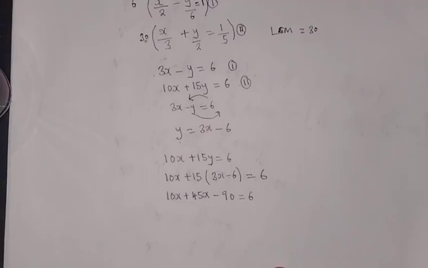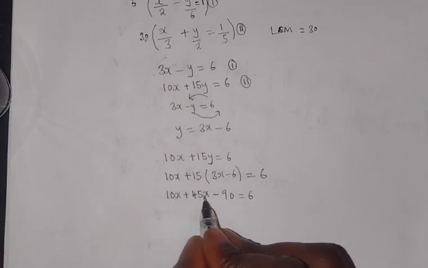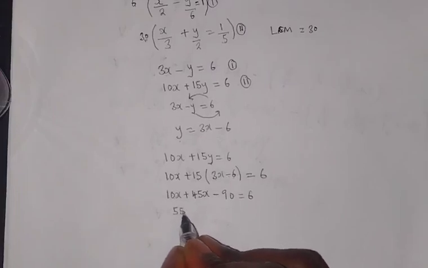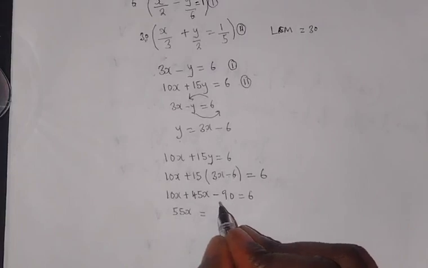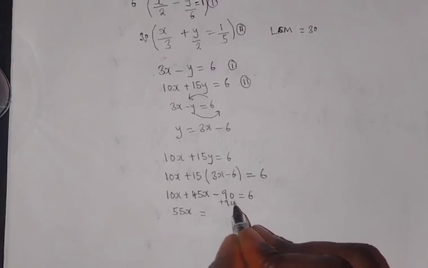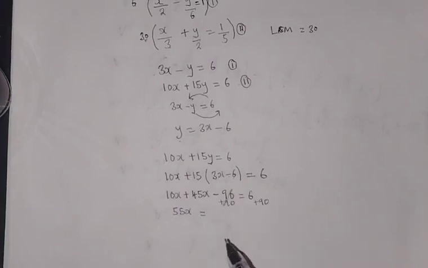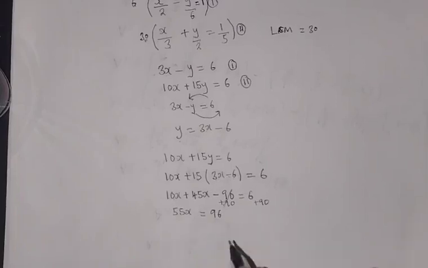So from here, what are we going to do? We can just simplify, where we say 10x plus 45x. This will give us 55x is equal to, and here we're adding positive 90, again to the left hand side positive, to the right hand side positive 90. So these will cancel right here. 6 plus 90, this will be 96.